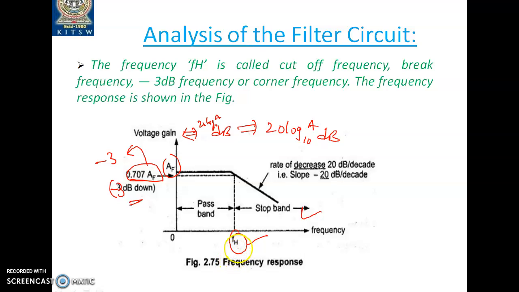So this is the frequency response plot of the first order Butterworth active low pass filter. This is the stop band and this is the pass band region. Okay, and the slope decreases at a rate of 20 dB per decade, that we already explained in the previous slide also. This we can also call the roll off rate. Okay, so that's pretty much about this topic.